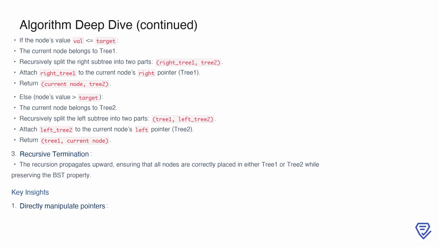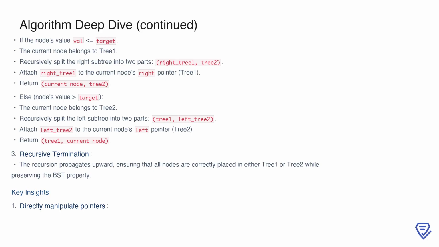To implement the optimized recursive approach, we use a divide and conquer strategy. The base case arises when the current node is null. In such cases, we simply return two null trees since there are no nodes to split. In the recursive case, if the current node's value is less than or equal to the target, the node belongs to tree 1. We then recursively split the right subtree into two parts. One part still belongs to tree 1, and the other becomes part of tree 2. The right child of the current node is updated to point to the subtree that remains in tree 1. Finally, we return the current node as the root of tree 1 and the other subtree as tree 2.